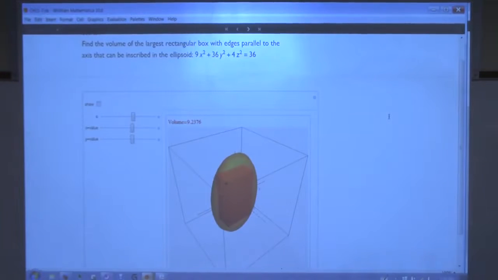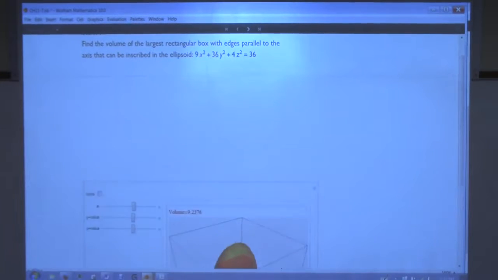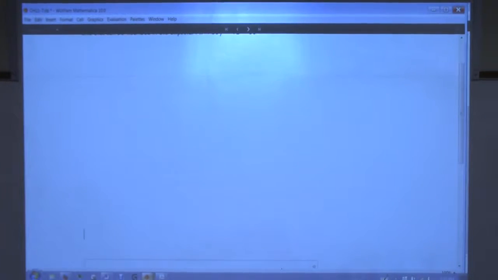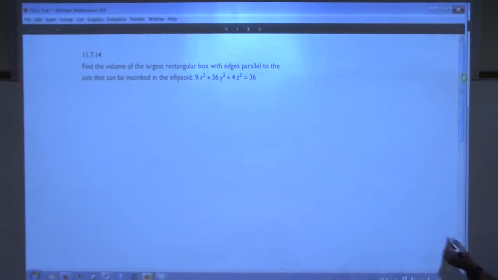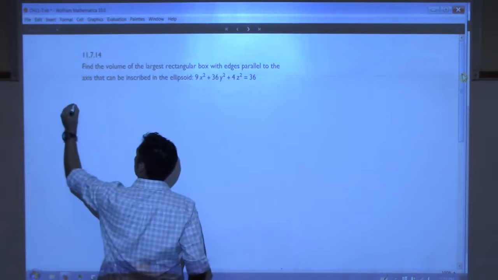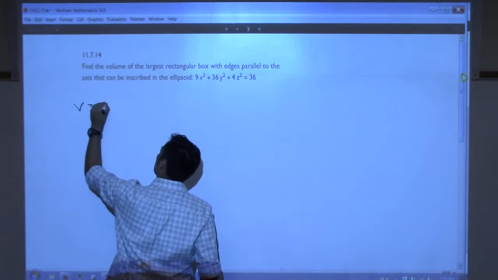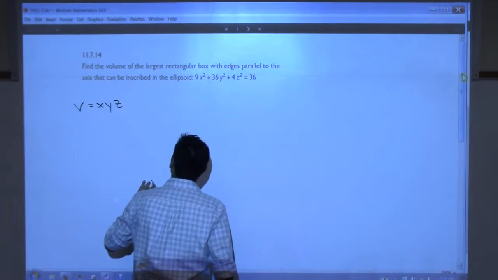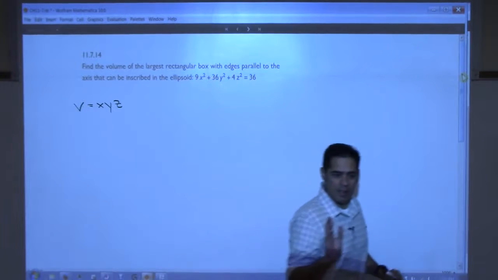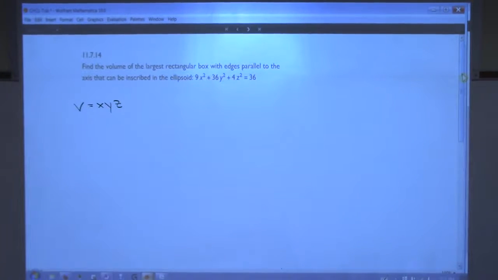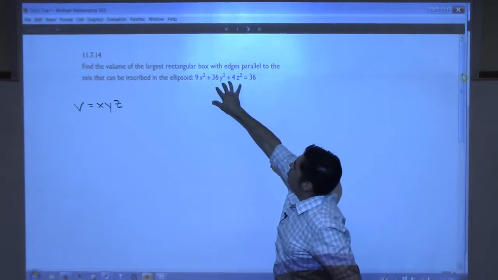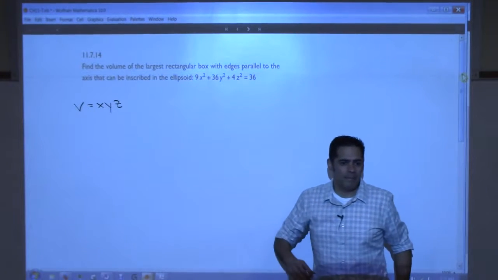And when we worked through it, we actually came up with a pretty good idea of what we needed to do. We needed to find the maximum of this volume function we came up with. The volume was xyz, right? We need to find the maximum of that. And what we knew is that we were restricted to this ellipsoid, right?